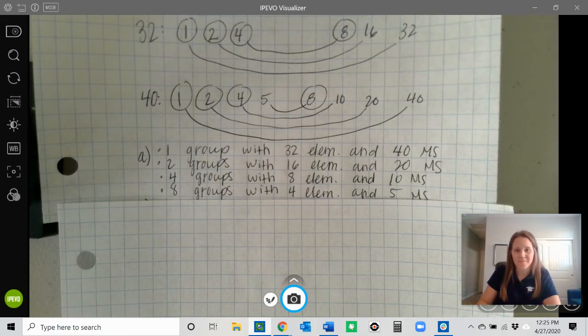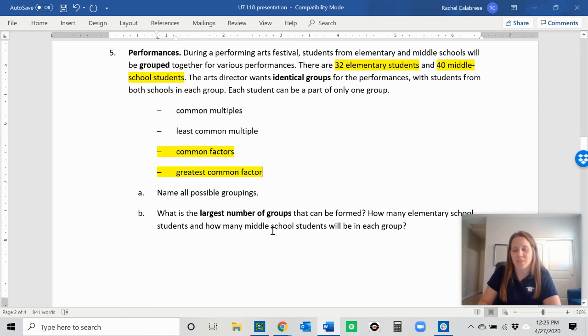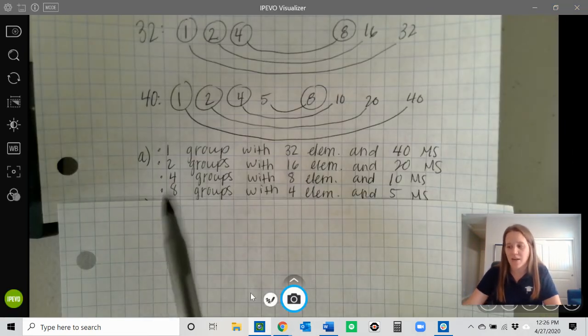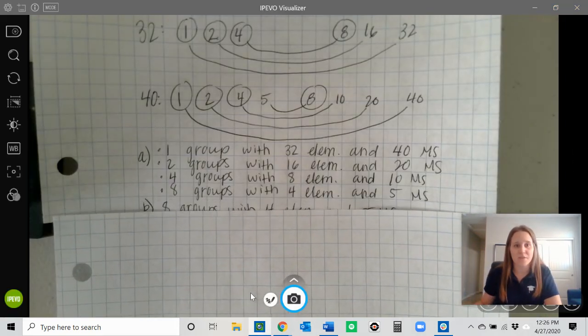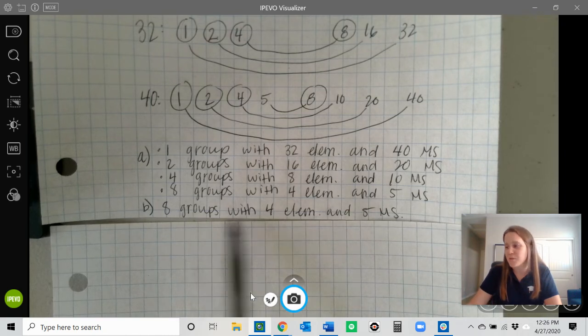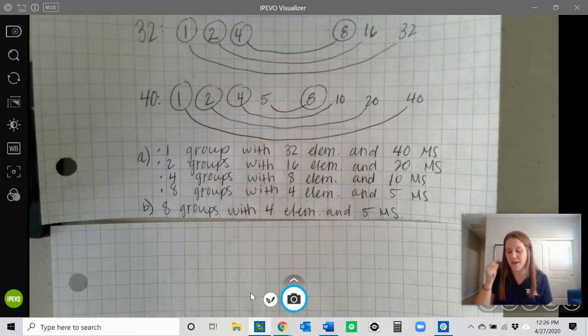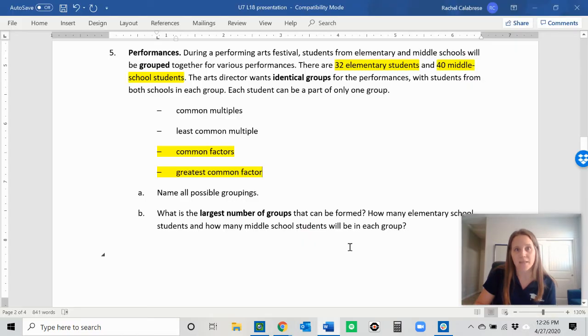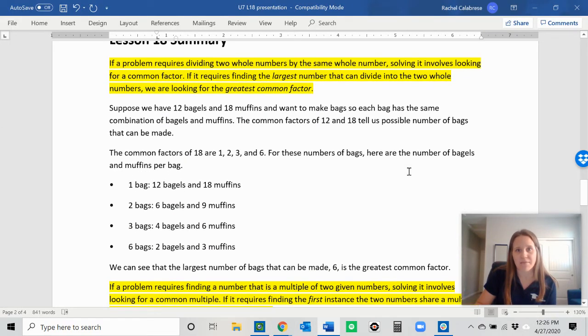Okay. The second part of the question says, what's the largest number of groups that can be formed? How many elementary school students and how many middle school students in each group? We've already done all of that work. The greatest common factor, the greatest number of groups, is 8 groups with 4 elementary schoolers and 5 middle schoolers in each group. So this is the kind of question, when I hear that dividing into my total amount, that common factors and the greatest common factor is really helpful. Let's review the lesson summary, and then it's time for question of the day.